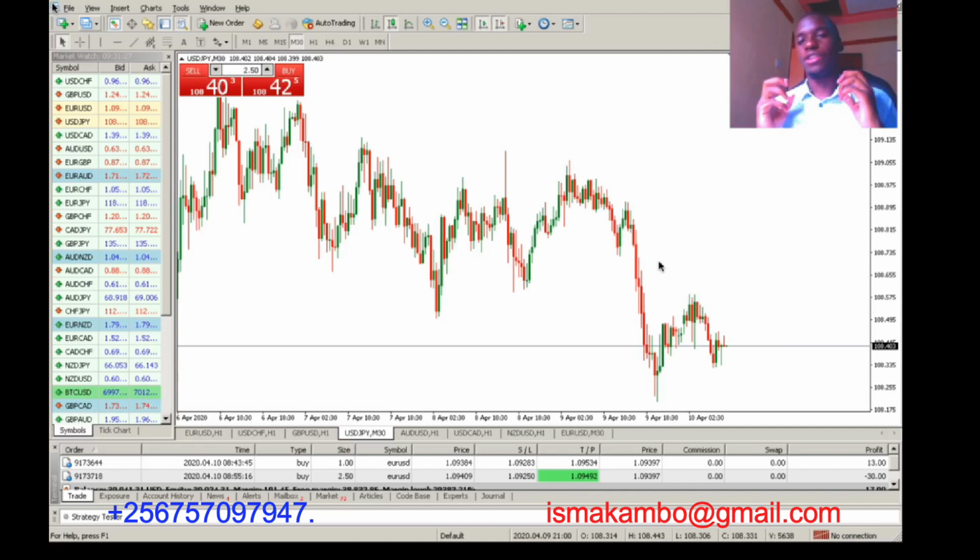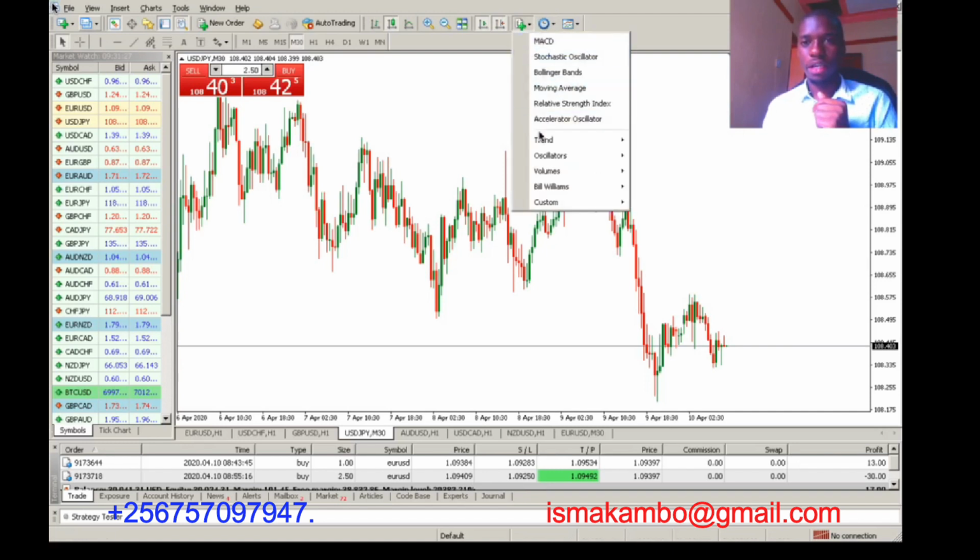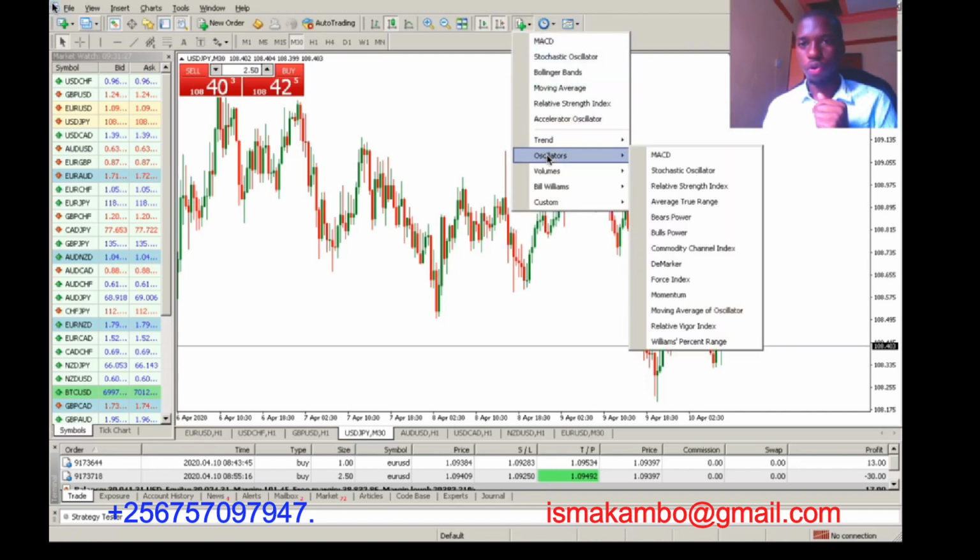which is the stochastic. I'm very sure in history, most of the traders that have been trading any financial instrument have at one point, or are actually still using, the stochastic. It's a very popular tool, a very popular oscillator. Now, the stochastic is made up of two lines, like we're going to see. Let's first go look for the stochastic.